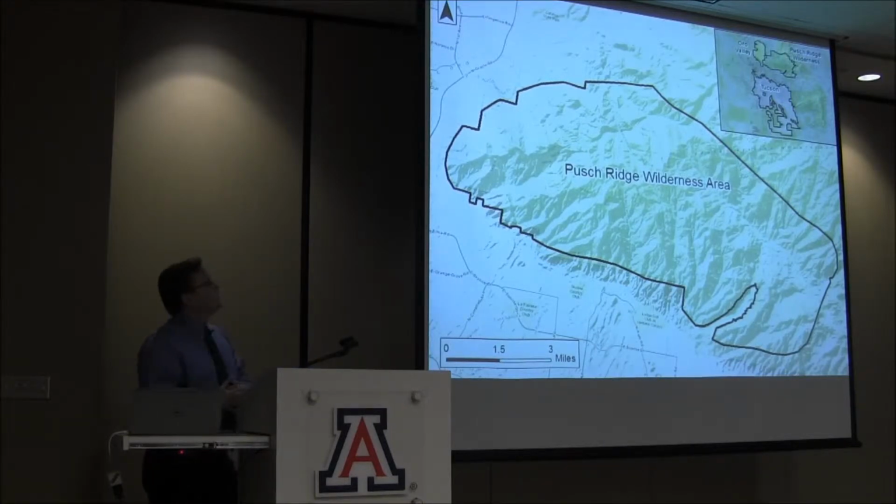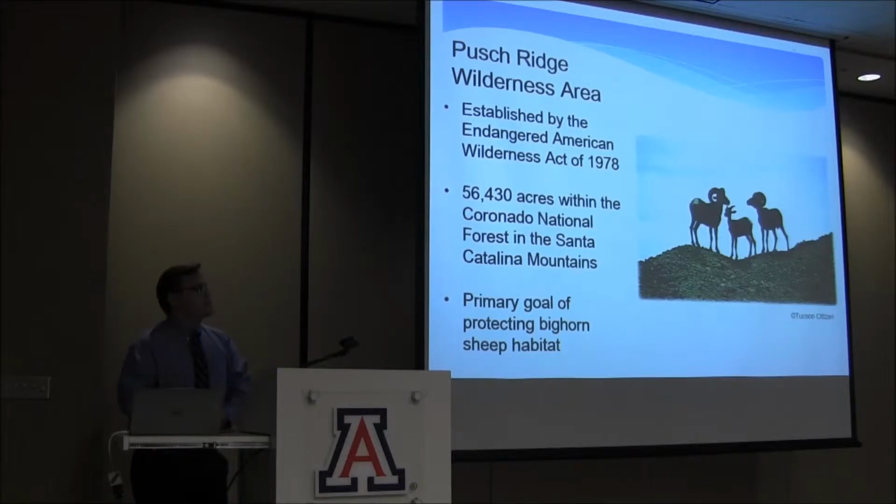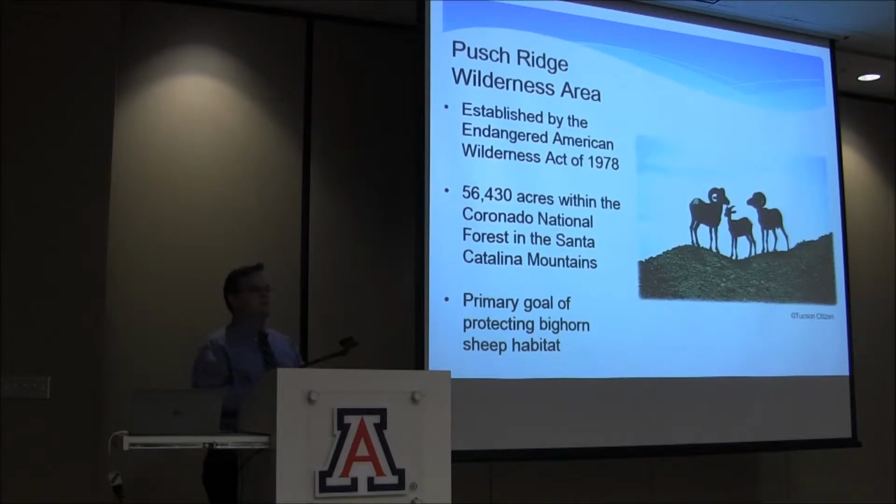Pusch Ridge Wilderness area is bordered by Oro Valley to the west, the community of the Catalina foothills to the south, and wilderness to the north. The wilderness area was established in 1978 due to the Endangered American Wilderness Act. 56,430 acres were set aside in the Santa Catalina Mountains. This area was chosen as it has historically held the largest sheep populations, and it also is comprised of steep and rocky terrain. The primary management focus in this area was restoring access to water sources.